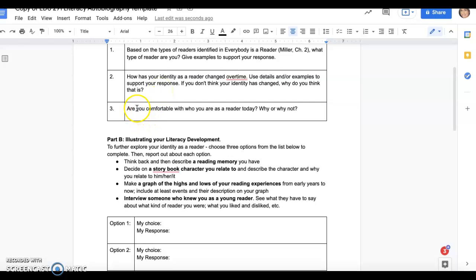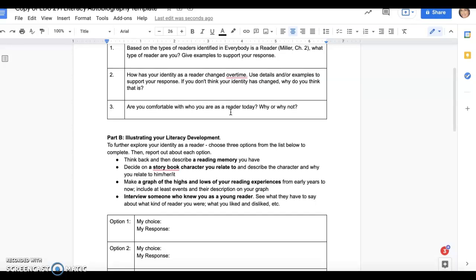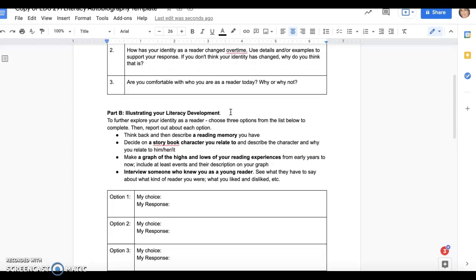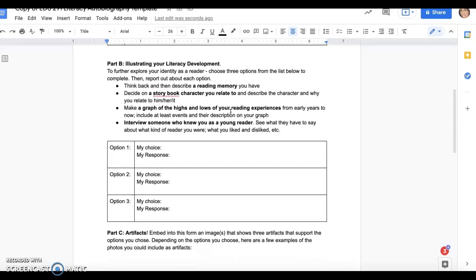And number 3, are you comfortable with who you are as a reader? Why or why not? There are no wrong answers to any of these. It's just an opinion and a discussion. So if you are comfortable with yourself as a reader, tell me why. And if you're not, don't be afraid. Just explain why. There are all types of readers in this class, and everybody is a reader in some fashion, and I hope that this course will develop that even further.